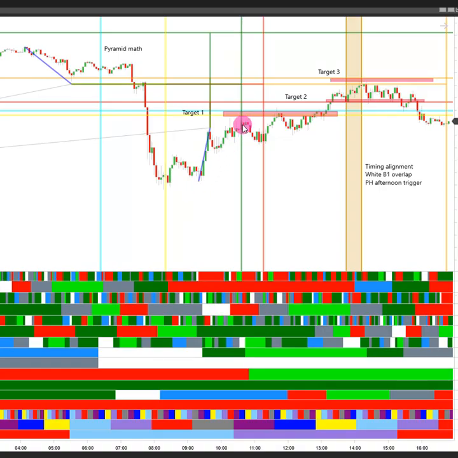The green line was a high, the red line was a low, and then the last projection further out was at the end of the session, which marked a minor low as the market started to trade back up before the close.